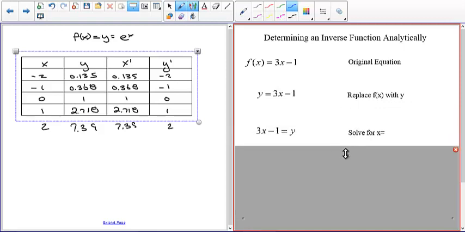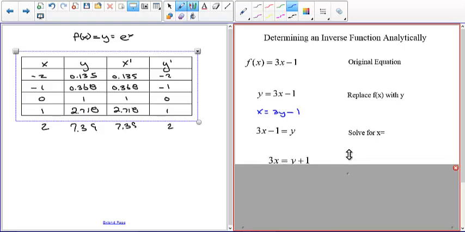And actually, there's two ways to do it. Well, you can make the substitution here. So I could say x equals 3y minus 1. Or I can solve for x first and then change the variable. So I'll show you this way, and I'll come back and show you that you get the same answer.